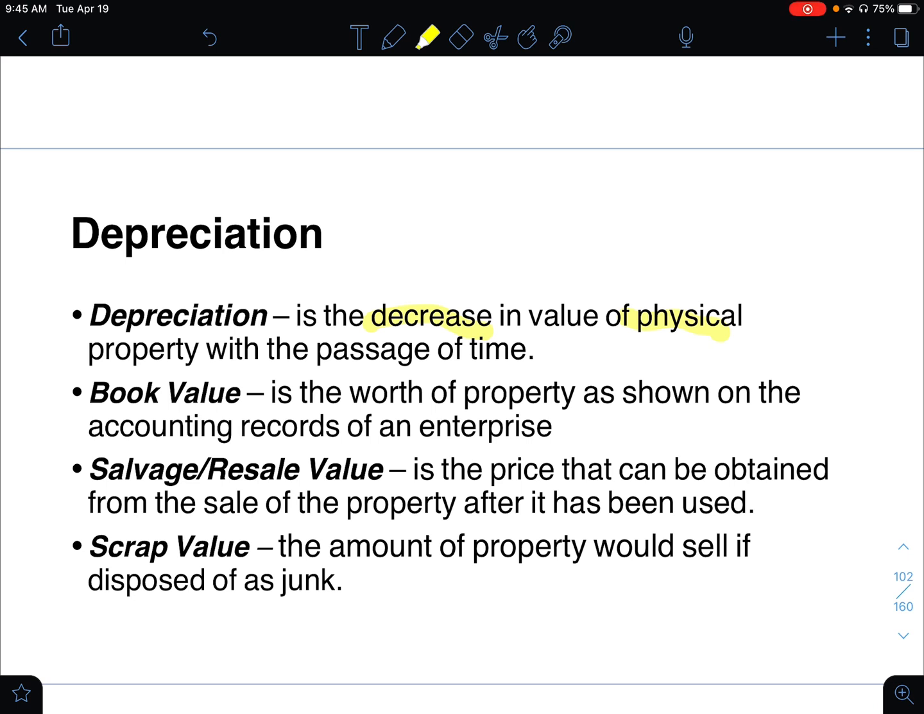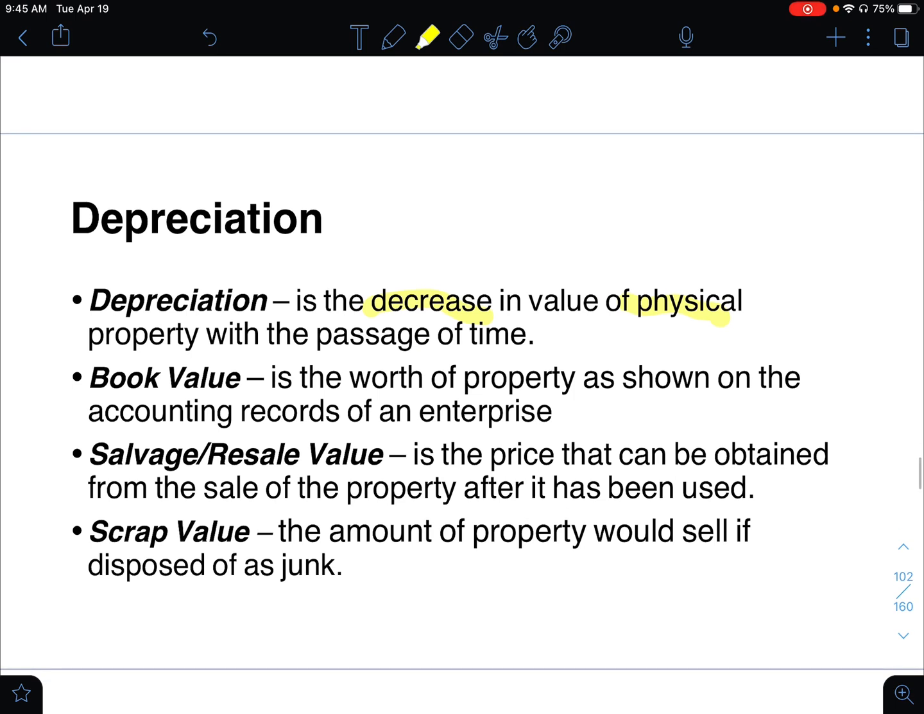We also have this term in depreciation which we call the book value, which is the worth of property as shown on the accounting records of an enterprise. The salvage or resale value is the price that can be obtained from the sale of the property after it has been used.